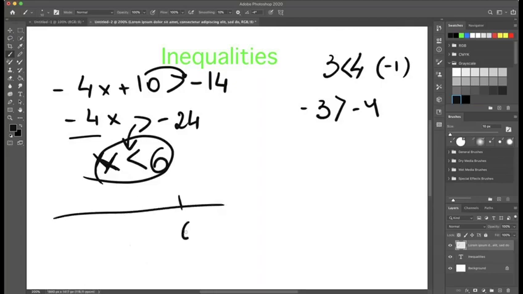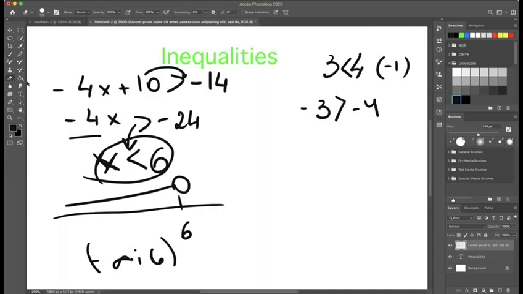Where is 6? For example, here. Which interval is it? Open. So empty circle and to the left. As an interval, I will write negative infinity up to 6. Open interval, that's why it's just a simple bracket. Let's practice this kind of question one more time.